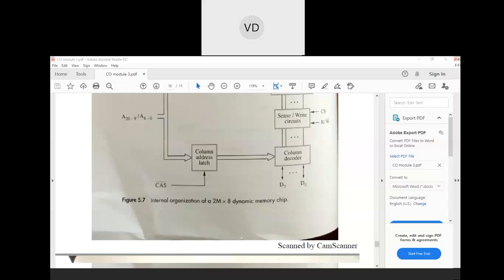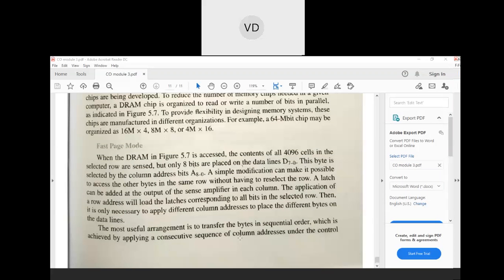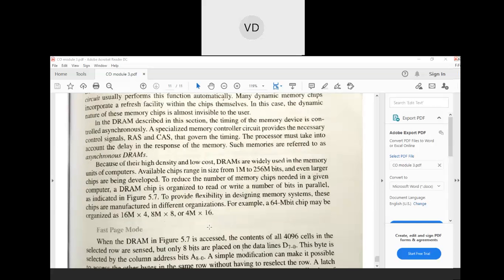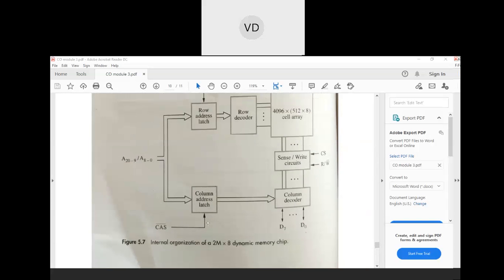I don't have the block diagram here, but in the next class I'll be showing you the block diagram of that fast page mode. Okay, so we are using a counter there. We are using a refreshing column counter, which will select the column address of each group sequentially. Like this we are refreshing the complete row.